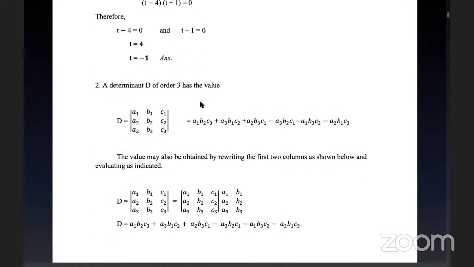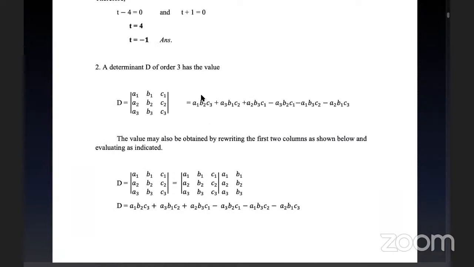Move tayo sa next. Okay, number 2, a determinant D of order 3. So here, order 3 naman. So dealing with a 3 by 3 na matrix, or yung array dun sa loob ng mismong bar na to is a 3 by 3 na matrix. Okay, so how do we determine? So the same idea lang din.